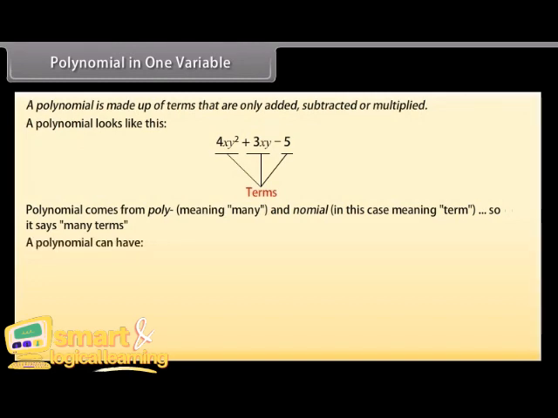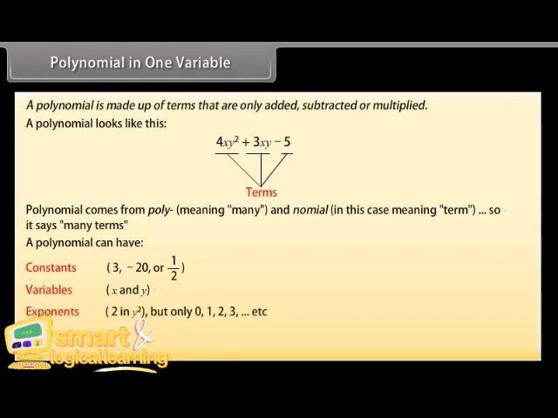A polynomial can have constants like 3, -20, or 1/2, variables like x and y, and exponents like the 2 in y square, but only 0, 1, 2, 3, and so on. Polynomial in one variable means that expression will have only one variable, like 2x square plus xy cube plus y plus 1, etc.